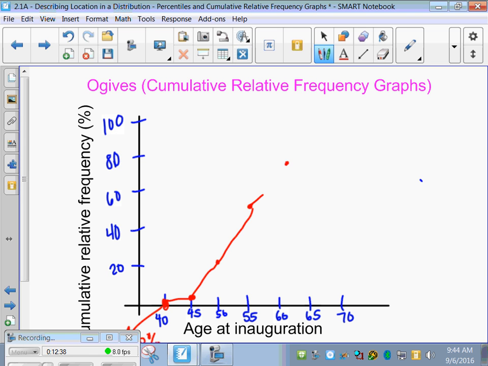Okay, and 65, I got to go back one to 93-ish here. Okay, and when I get to 70, everybody was under 70, so 100% were under 70. Okay, so you should start at 0 and end at 100%.